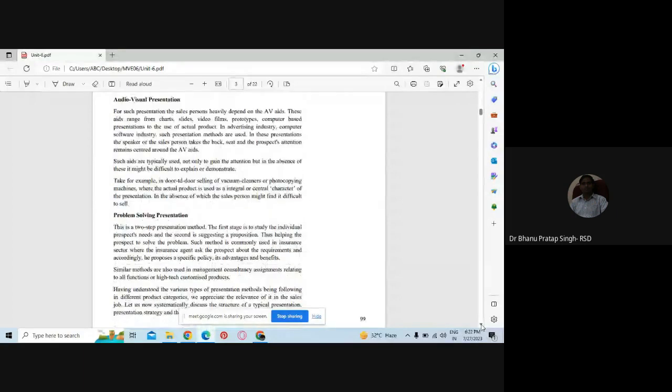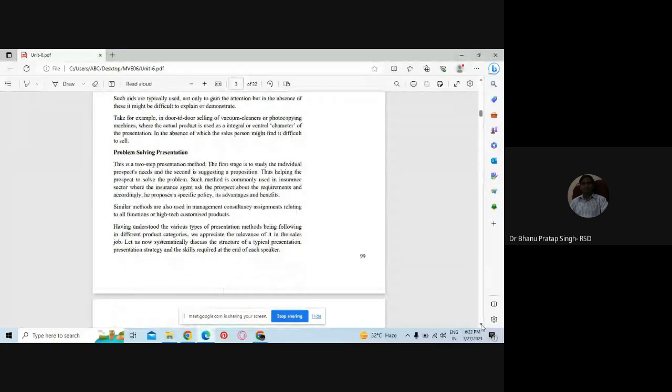Next is the problem solving presentation. Problem solving means here the salesman has to address all kinds of queries and questions of the buyers and customers. So this is a two-step presentation method. The first step is to study the individual prospect's needs, and the second is suggesting a proposition, helping the prospect to solve the problem. Such a method is commonly used in the insurance sector.